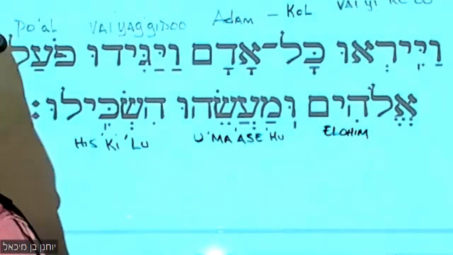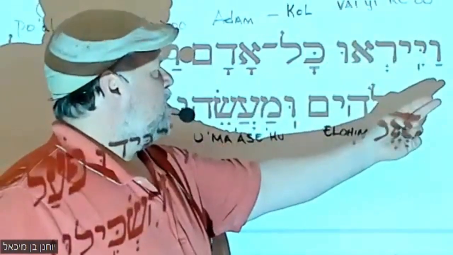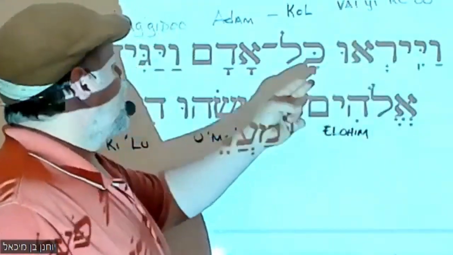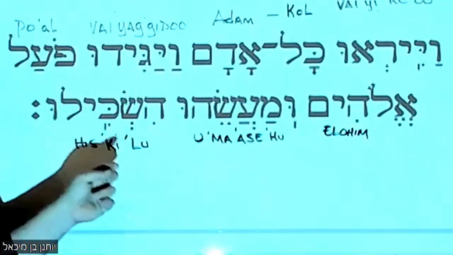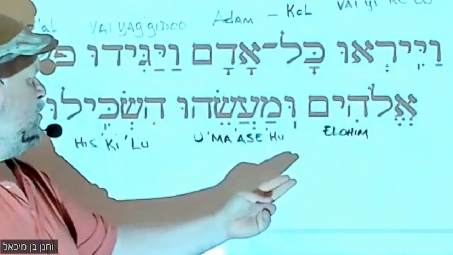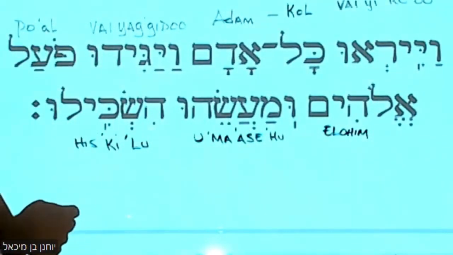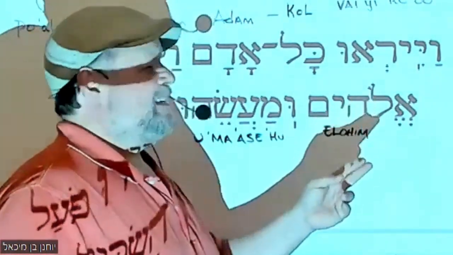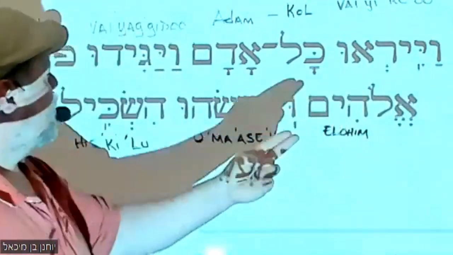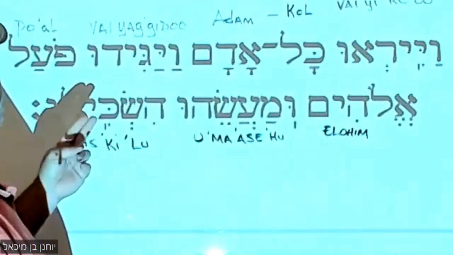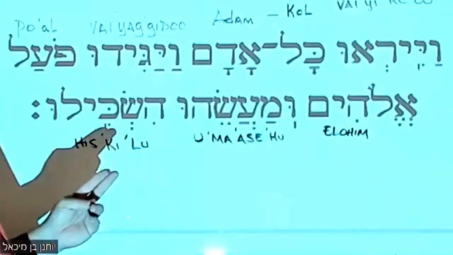So here's our sentence. Let's read it together. Vayireu kol adam vayagidu po'al Elohim u'ma'aseu hiskilu. All right, let's do it again. Vayireu kol adam vayagidu po'al Elohim u'ma'aseu hiskilu.